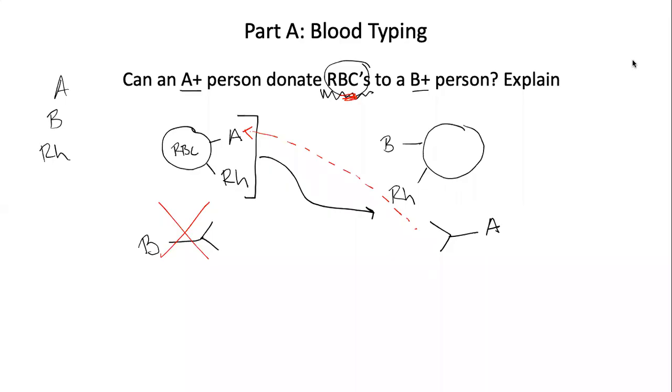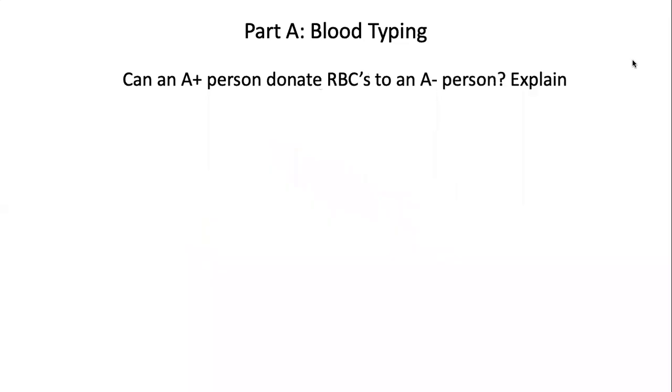Okay, so that's the answer. Let's go to the next one. Can an A positive person donate red blood cells to an A negative person? I'm not going to tell you the answer for this one, but I want you to be aware that it's A positive. So what's on the surface of the red blood cells? You have an A antigen and an Rh antigen. You're sticking those red blood cells into somebody who's A negative.